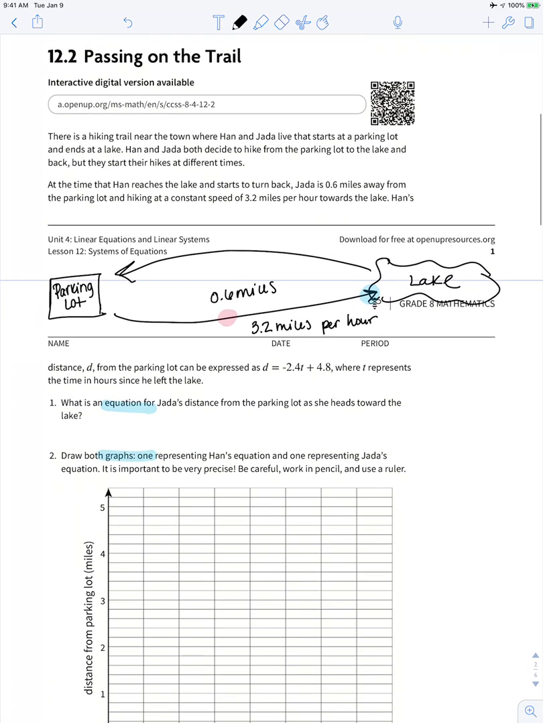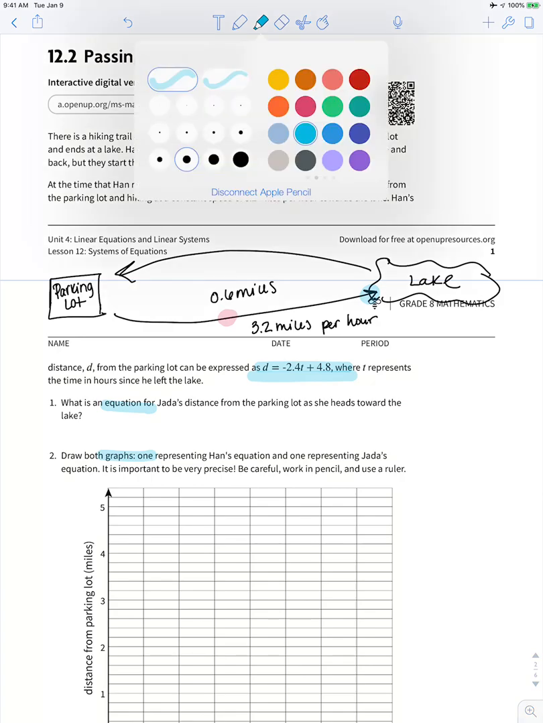Now, they give us some information about Han in terms of an equation. They say that his distance from the parking lot can be expressed as such, right here. So this represents Han. But we essentially want to think about what equation is going to represent Jada. So I'll give you a second to think about that.